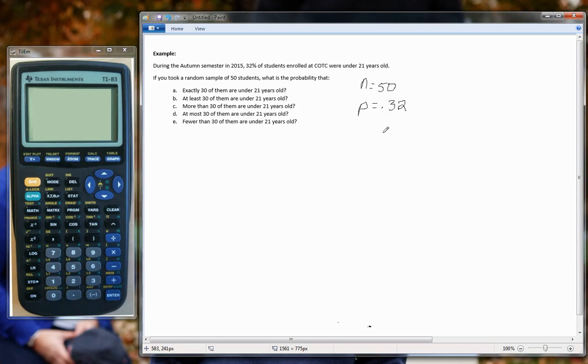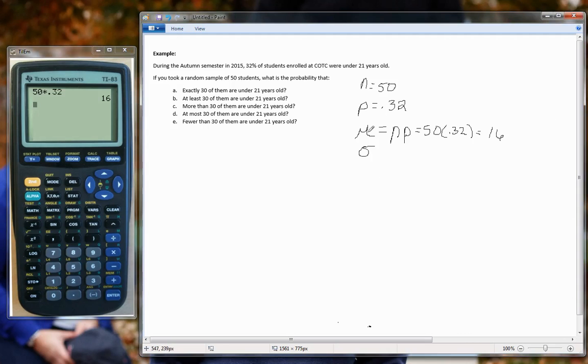So if we're going to use a normal distribution, we need a mean and our standard deviation. Now we know for a binomial distribution, the mean we do n times p. So here we're going to do 50 times 0.32. Okay, so you can quickly do that on your calculator. 50 times 0.32, we get 16.